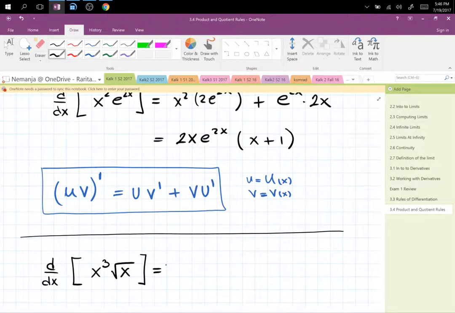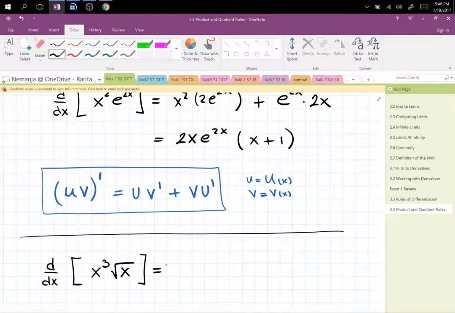Okay, so how should we do this problem? What did you do? I'm interested. Did you use product rule? Why?